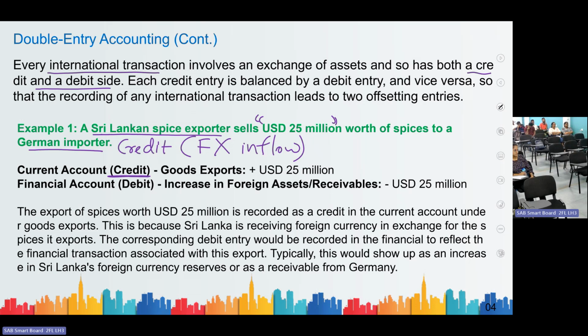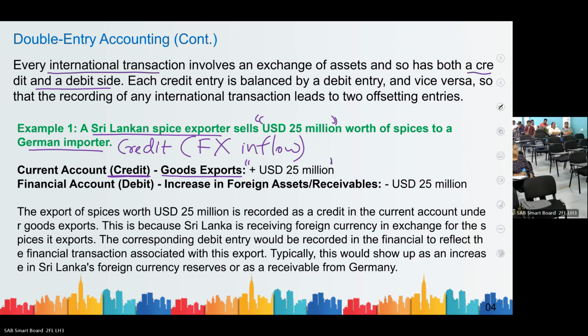Current account is the account where such transactions are reported. So goods and services, exports and imports, are reported in the current account. So current account is credit. We will learn what is the meaning of current account later. For the moment, just understand that exports of goods and services are reported in the current account. So the current account has to be credited under goods export. So it's a positive value of USD 25 million.